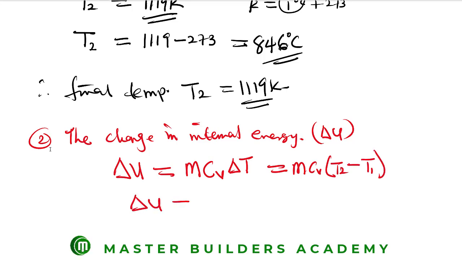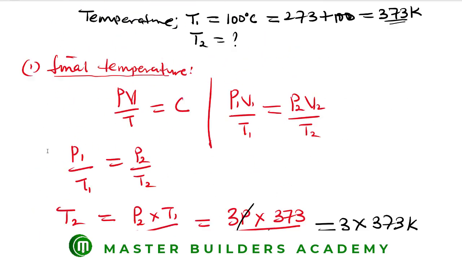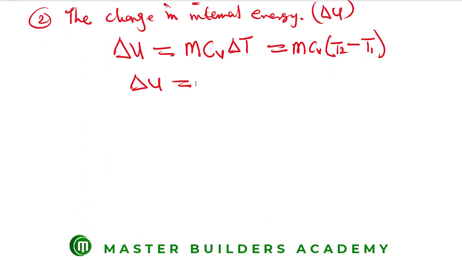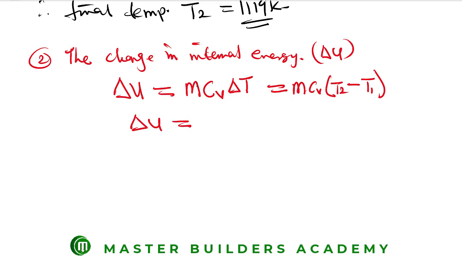So change in internal energy becomes our mass. If you look at the question, we were given mass. Our mass is 5 kg. Then just for us to substitute, CV is 0.744 as we have it there, right? Okay, so we come here, I'll put in the value. So mass is 5 kg multiplied by CV, which is 0.744, and then multiply by temperature 2, which is 119, we just calculated for, and temperature 1 is 373. Then we close the bracket.